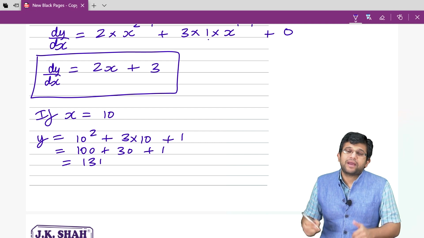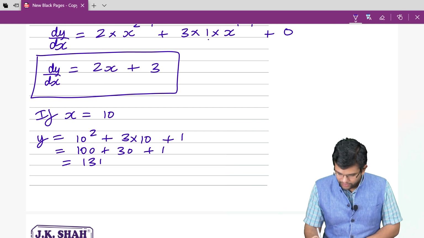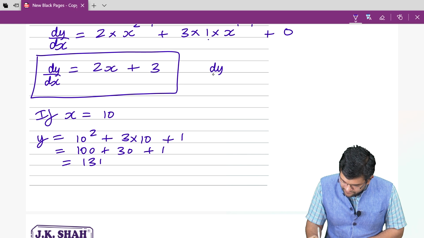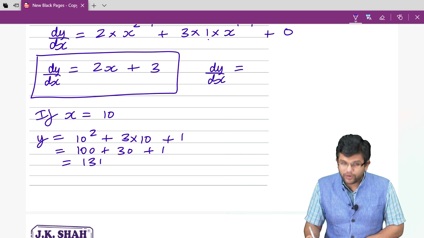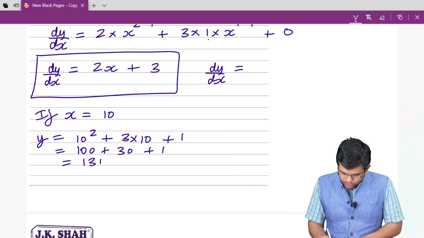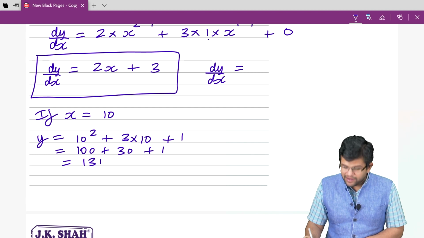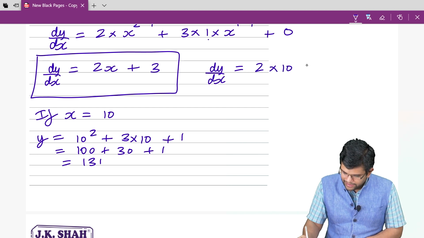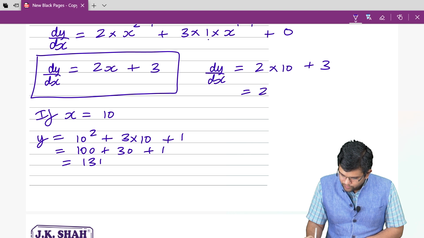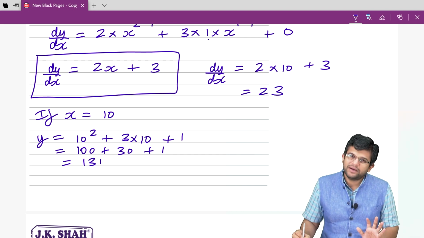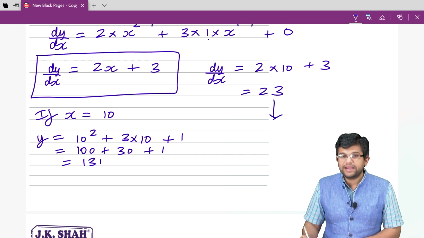Let us also now calculate the derivative function for it. Okay, so children, we know that dy by dx is equal to 2 into x plus 3. So children, when x is 10, can I say dy by dx will be 2 into 10 plus 3, which is equal to 23. Do you all agree with me till here? What does this indicate, children?